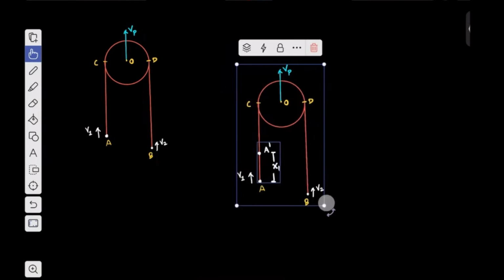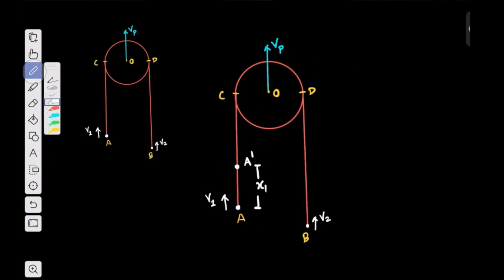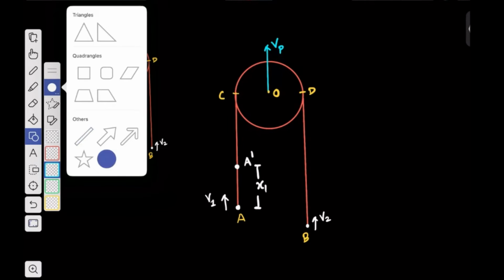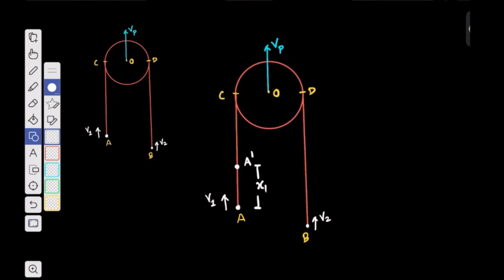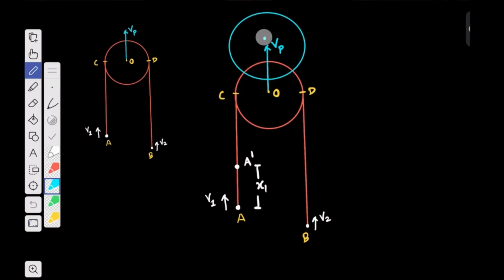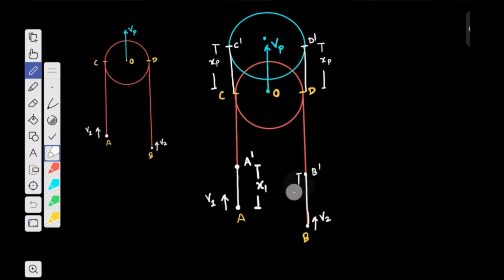Then, since it is given that the pulley is going up, I will displace my pulley. If the pulley goes up by an amount xp, then the string on either side must increase by xp. So if the pulley goes up by xp, the string on the other side will end up increasing by xp. So this point C will go to a new point C dash, D will go to D dash. The same thing I'll do for B: B will go to B dash, and that is going to be up by x2.